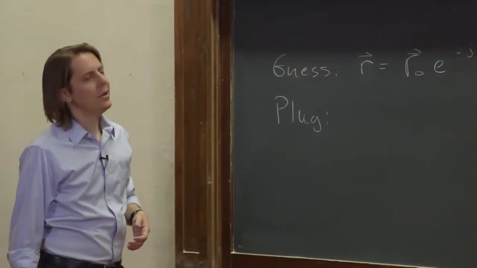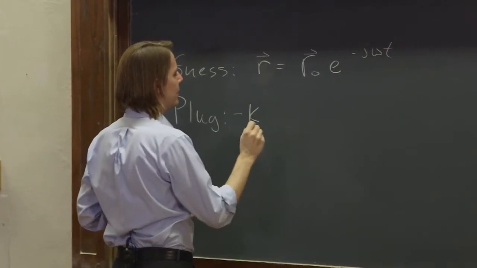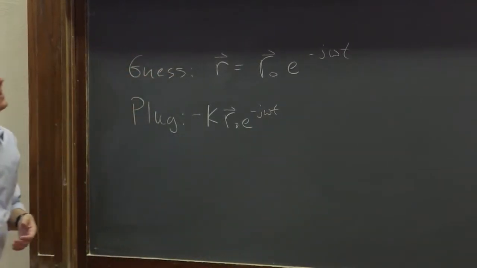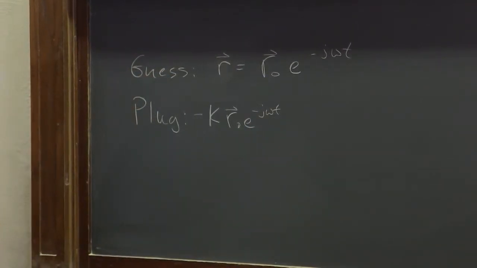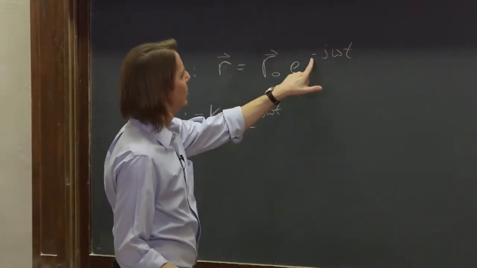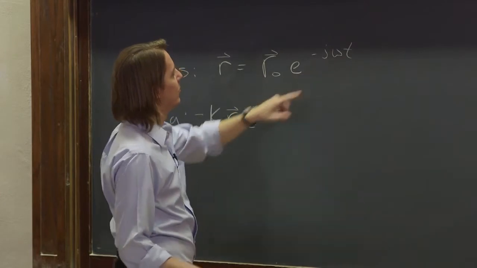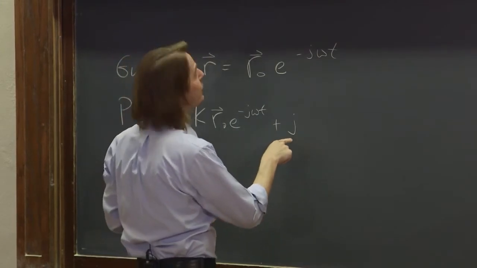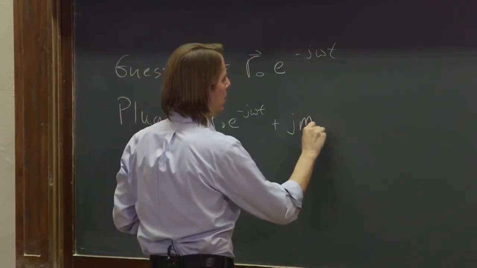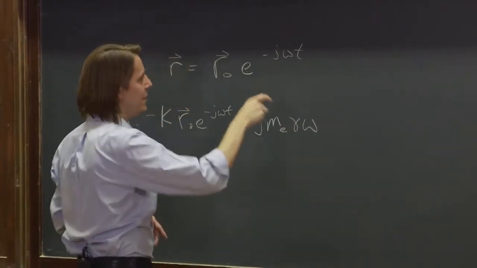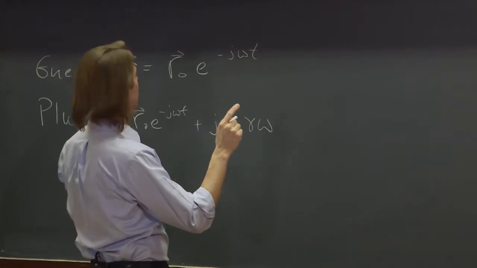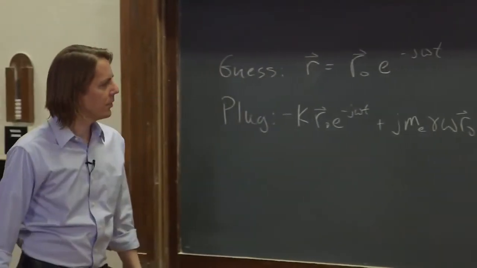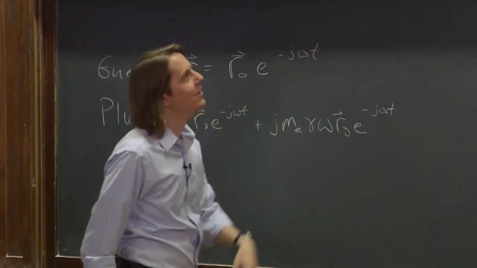All right, so minus kr would be minus k, the effective spring constant, times r naught e to the minus j omega t, and minus m gamma dr/dt. If we take dr/dt, we're pulling out a minus j omega when we take a derivative. So that's going to become plus j, so this is an imaginary term, m, mass of the electron, gamma, omega, r naught, e to the minus j omega t. A lot of terms: j, me, gamma, omega, r naught.